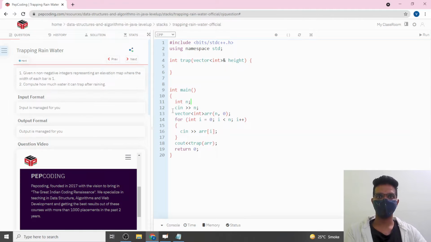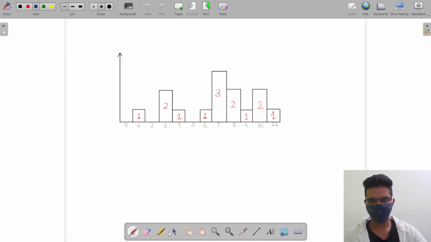In this video, we are going to discuss our question, trapping rainwater. So let's first understand our question. In the input, we are given a non-negative integers array that represents elevation, where the width of each bar is 1. Elevation or height. We are required to compute how much water it can trap after raining. Let's understand our question.